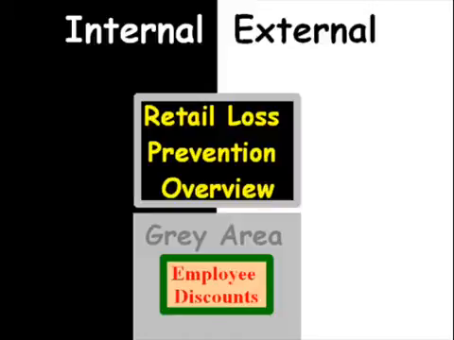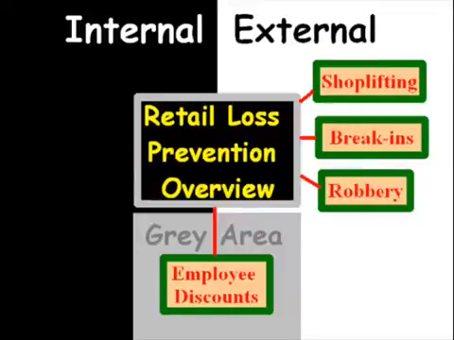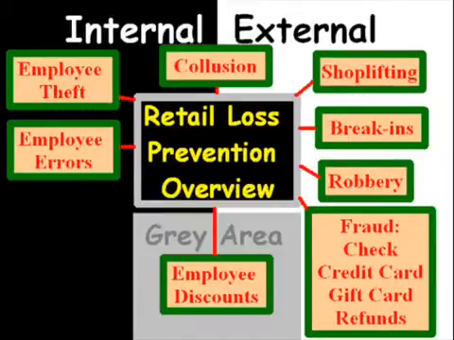Now let's move on to external. One area is shoplifting. Another area is break-ins, robbery, and then we have to worry about fraud. It could be check fraud, credit card, gift card fraud, and even refund fraud, which I don't have listed, but it'll come up in just a second here. And then on the internal side, you have employee theft, employee errors, and then you have this kind of nexus, where you can have employees colluding with a ring of people, which could be really bad. I didn't have any of that in my experience at the store I was at, but it's something to definitely watch out for. We're going to cover each one of these in a little more detail.